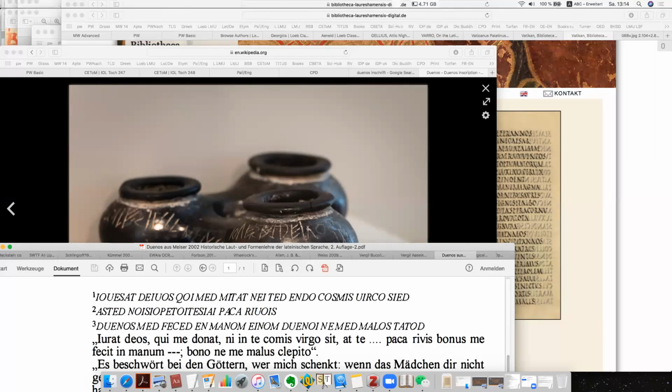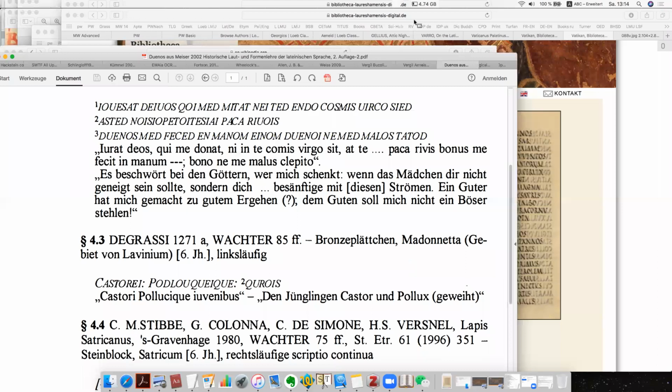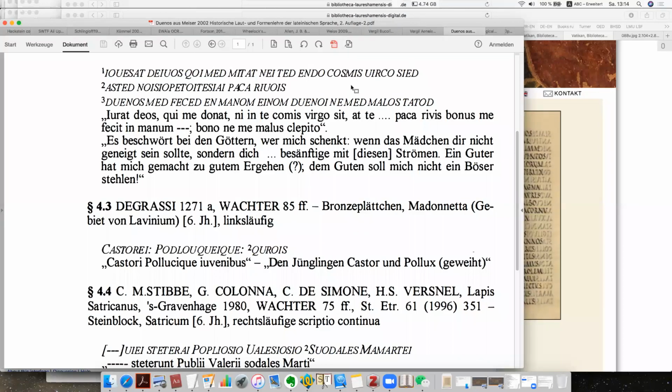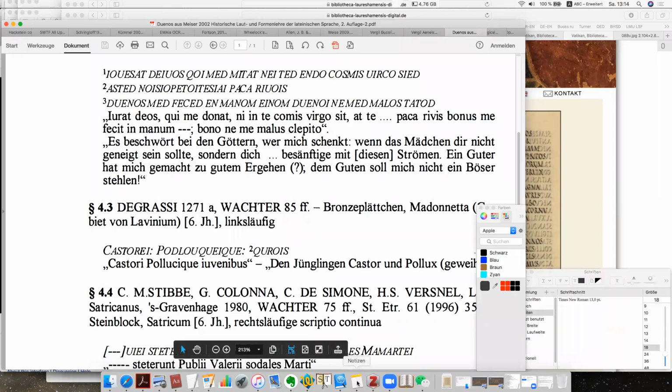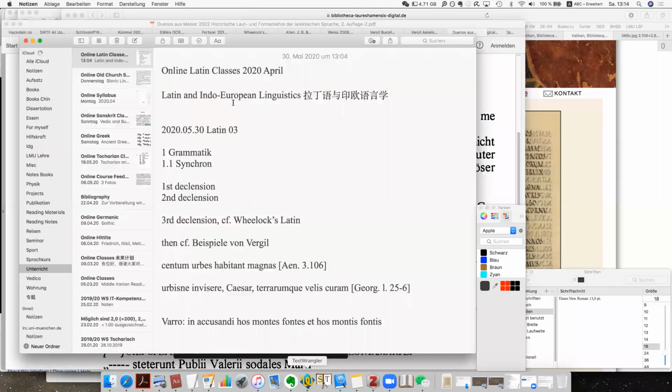So this is basically it, and according to my plan, I will continue reading this inscription. There are several quite different words, I mean, different from the classical Latin. And this is a brief review of what we have done last time.